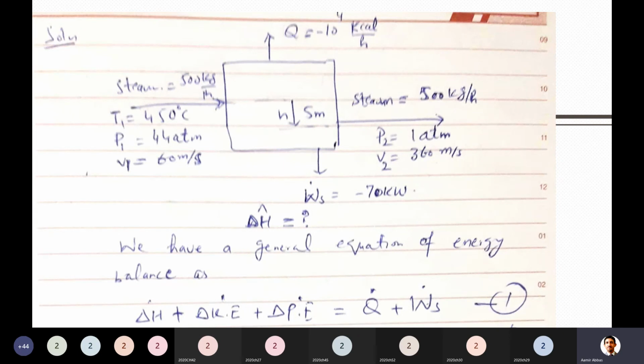Any quantity which we call specific means that quantity divided by its amount. That amount can be in mass or moles, but here we are given the quantities in kg mass, so we can report it as enthalpy per unit mass. So do you have some mass? Yes, in the question the mass of steam is given: 500 kilogram per hour. Yes, good.